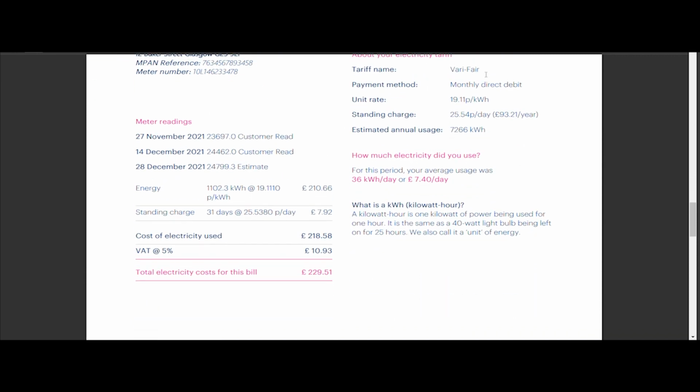And on the right side, you will see the tariff, what tariff it is. And this customer is basically paying with direct debit.